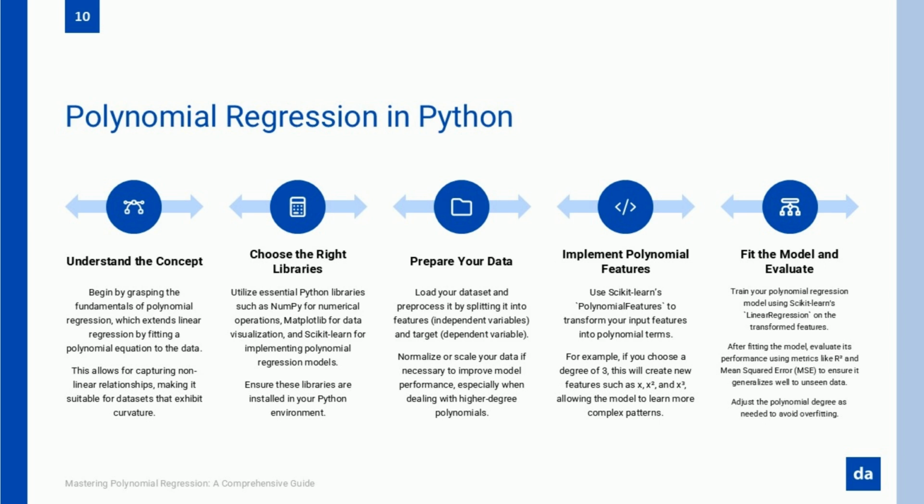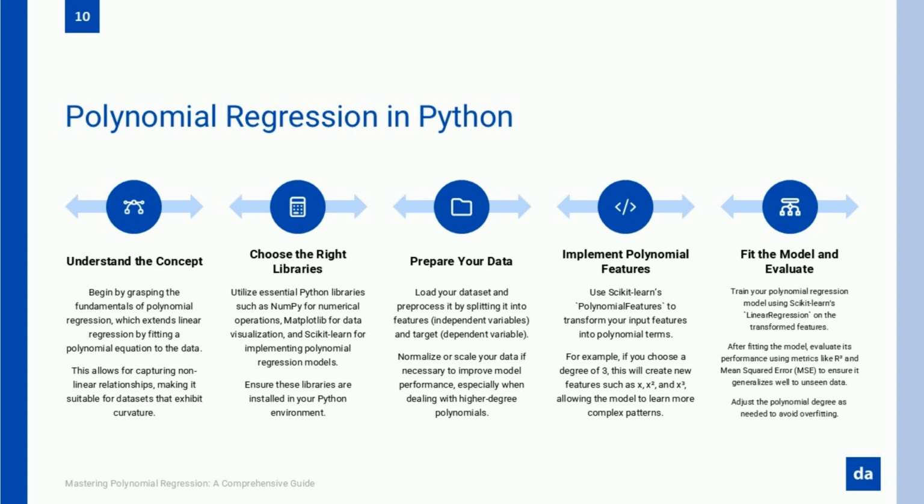The next step is to transform the features into polynomial terms. Unlike linear regression, which uses only the original input variables, polynomial regression generates additional features by raising the input values to different powers. This is done using scikit-learn's polynomial features function, which creates new columns for squared, cubic, and higher order terms based on the selected polynomial degree. For example, if the original dataset has a single feature x, a polynomial transformation of degree 3 will create new features for x squared and x cubed, enabling the model to capture curve relationships in the data.